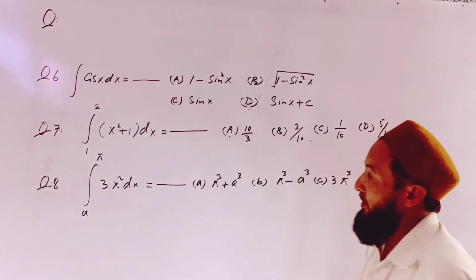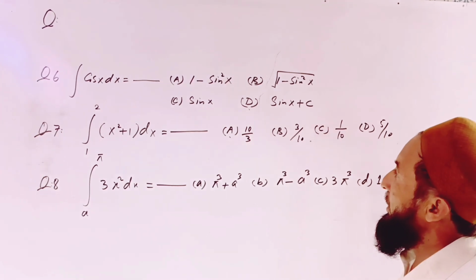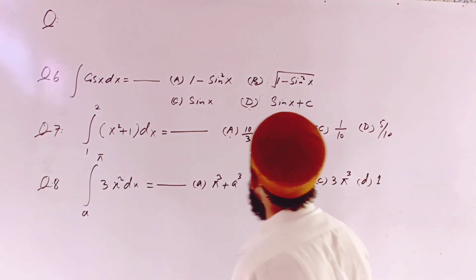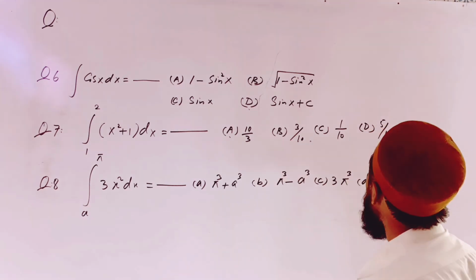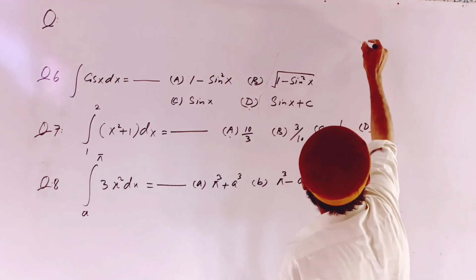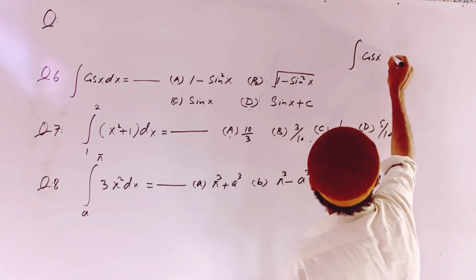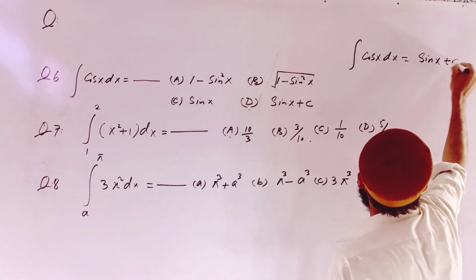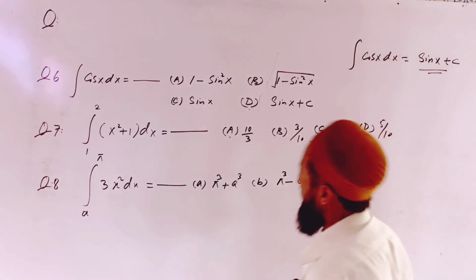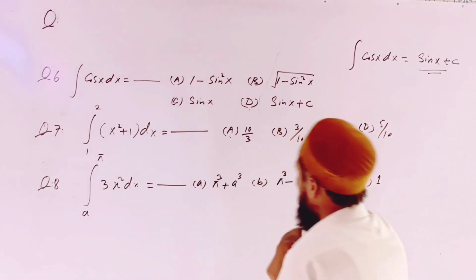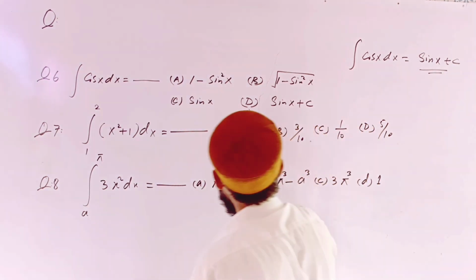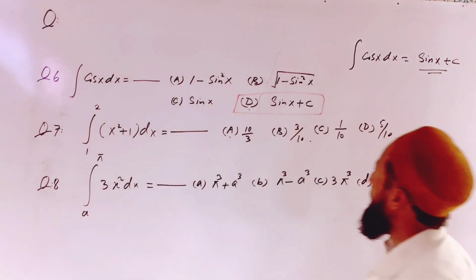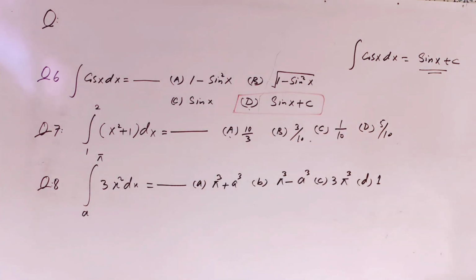Question number 6. Integration of cos x dx is equal to what? As we know, the formula for integration of cos x dx is sin x plus c. You check it, and option D is the correct option. D is the correct answer. Directly we put the result.